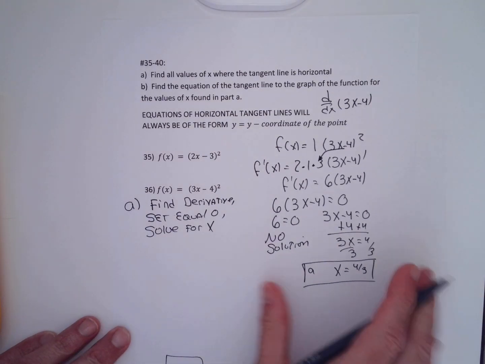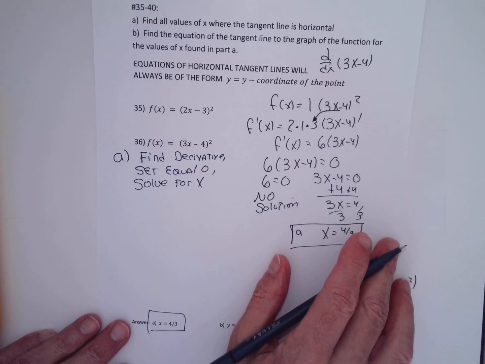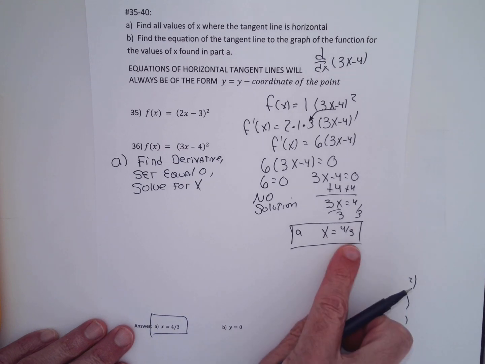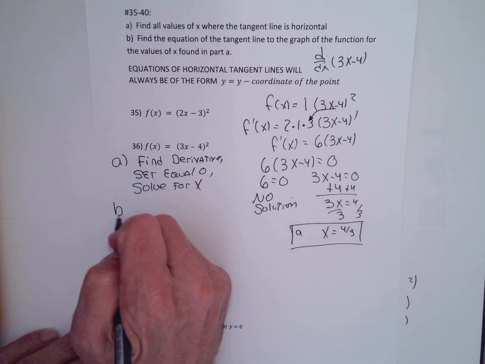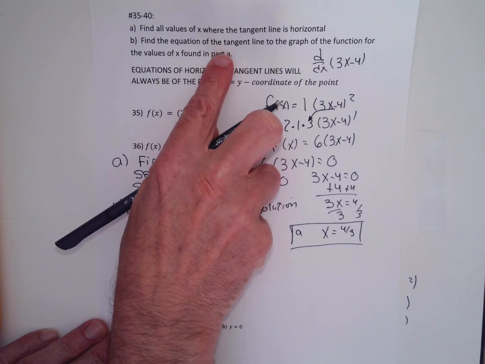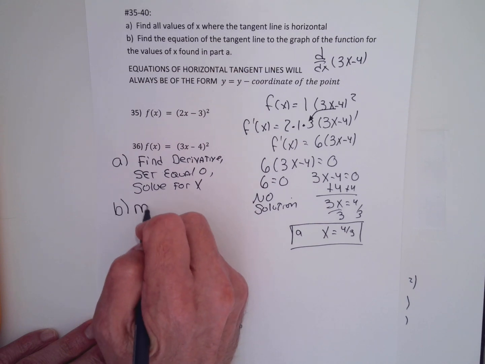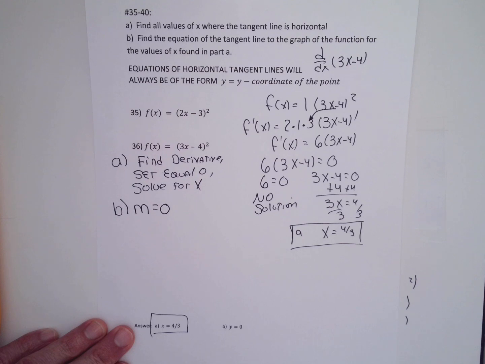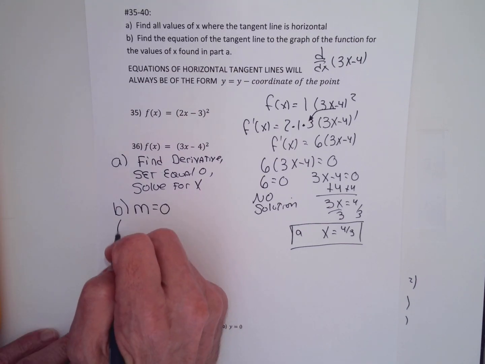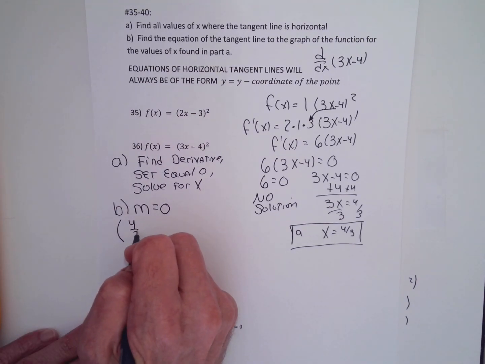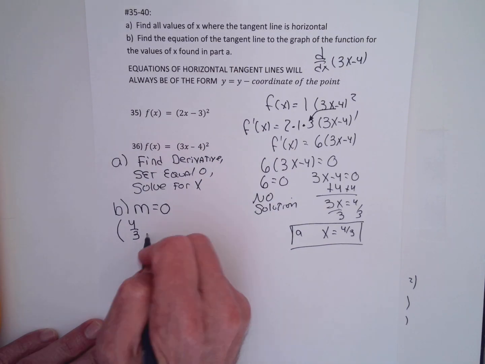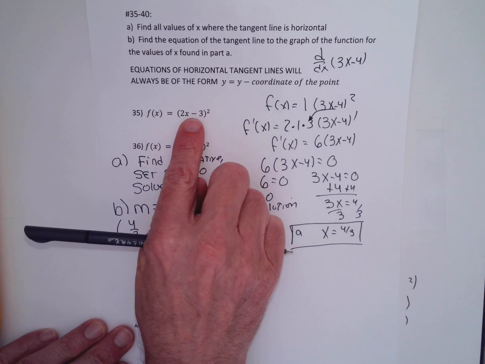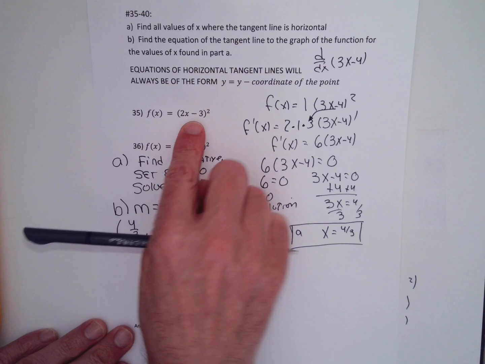Can't see it written low, but it's down there. For part B, I have an x coordinate of a point, and I have a slope because horizontal lines have slopes of 0. So for part B, to find the equation of my tangent line, immediately I know the slope is 0 because all horizontal lines have 0 slope. I know that the x coordinate of my point is 4/3. I need to get the y coordinate of my point by plugging in 4/3 for this x.